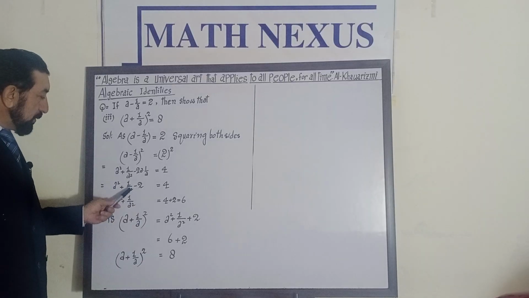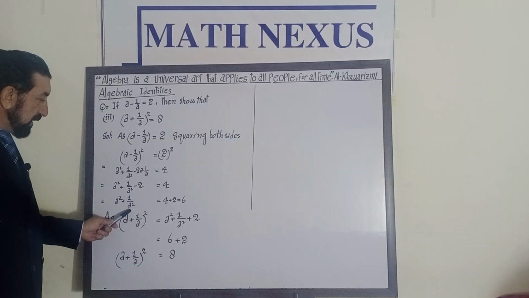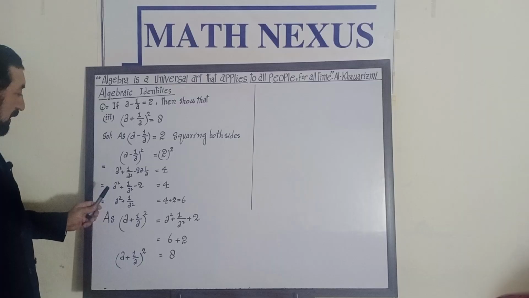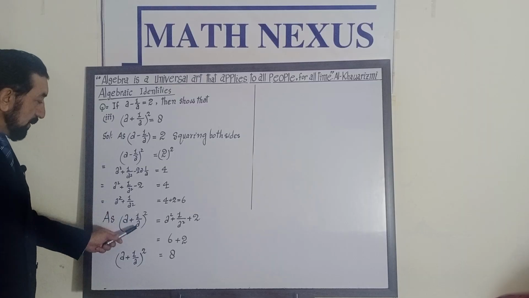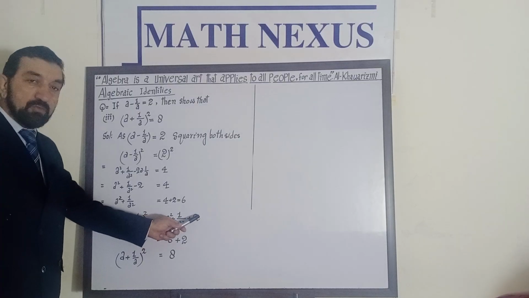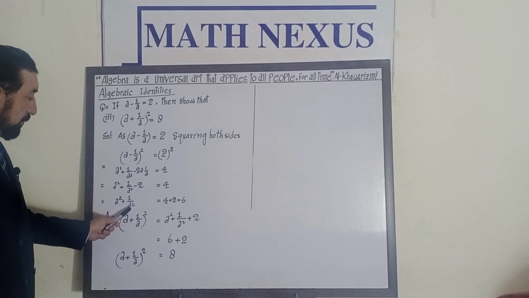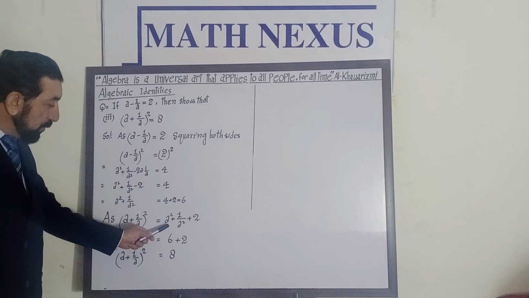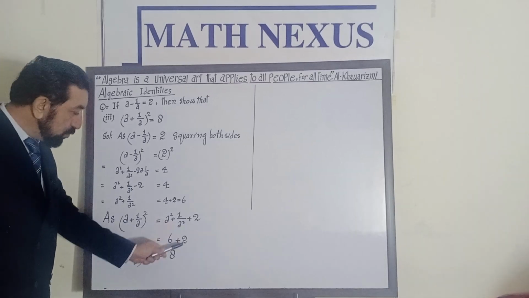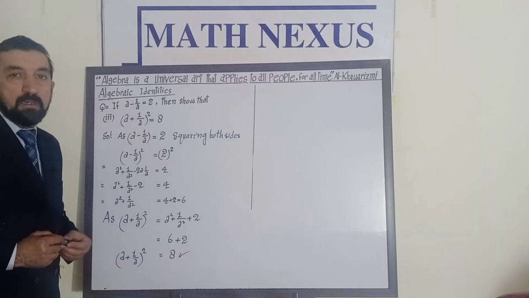A square plus 1 upon a square minus 2 is equal to 4. A square plus 1 upon a square is equal to 4 plus 2 equal to 6. Now a plus 1 upon a whole square is equal to a square plus 1 upon a square plus 2. This is the formula, and we have a square plus 1 upon a square is equal to 6. Now put the value of a square plus 1 upon a square here, which is 6 plus 2 is equal to 8. This is the answer of the question.